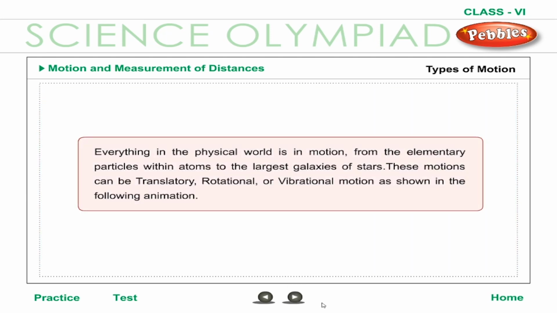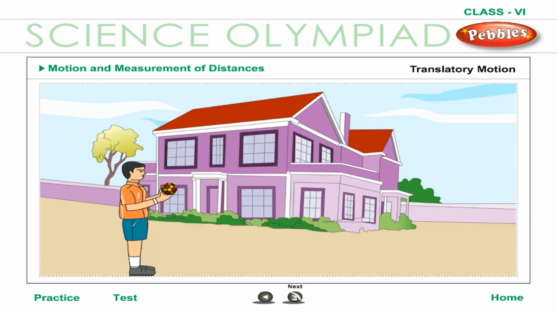Types of motion. Everything in the physical world is in motion, from the elementary particles within atoms to the largest galaxies of stars. These motions can be translatory, rotational, or vibrational motion, as shown in the following animation. Translatory motion. Translatory motion is that in which all the particles of a body move through the same distance in the same time.